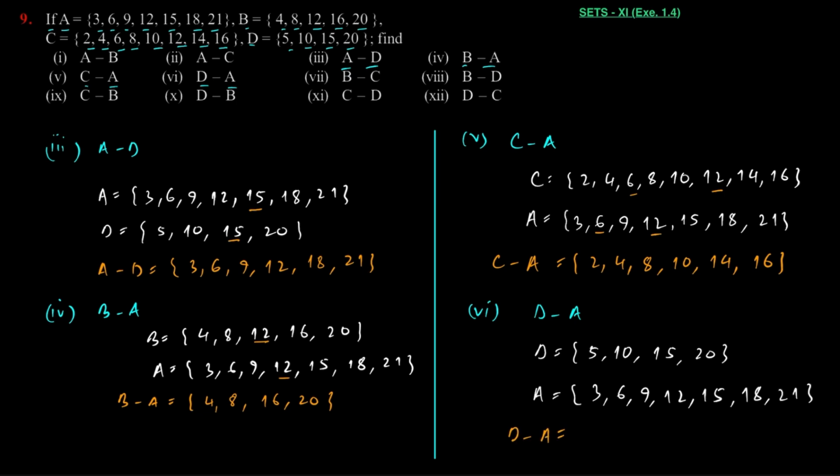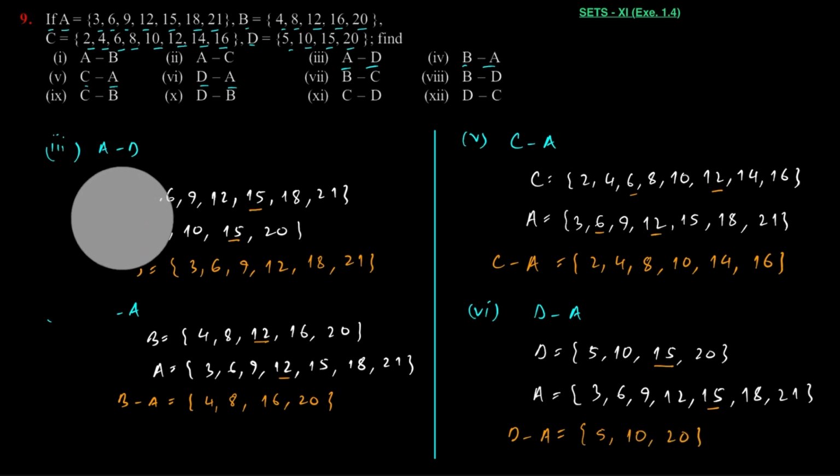Let us first of all see what common elements are. Here only one element is common, that is 15, which is also in set A. So D minus A will be set D without element 15, as this element is also an element of set A. So here the elements are 5, 10, and 20. Towards the next part.